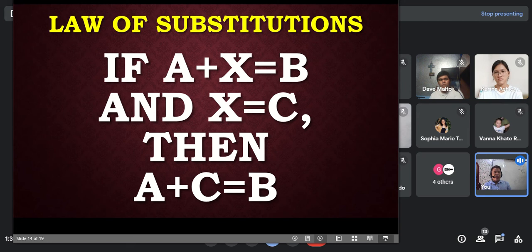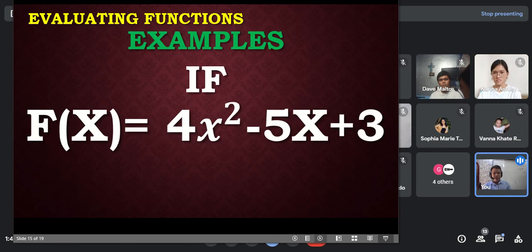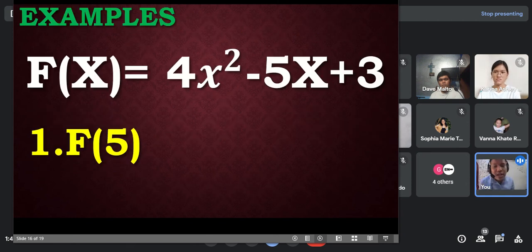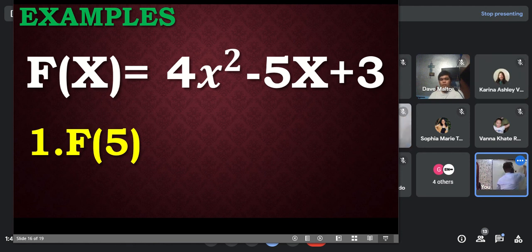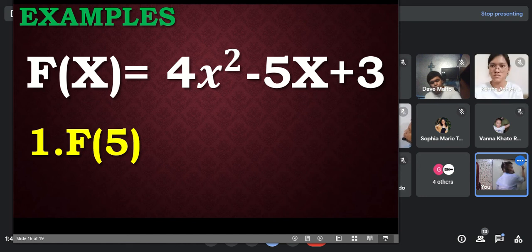So ngayon, gagamit tayo dito pa rin ng law of substitution, yung kaninang substitution method. If a plus x is equal to b, and x is equal to c, then a plus c is equal to b. For example, ganito. Gagamitin natin yun, yung kanina. So tingin tayo dito sa second screen. Meron akong f of x is equal to 4x squared minus 5x plus 3. And also number 1 natin is f of 5.